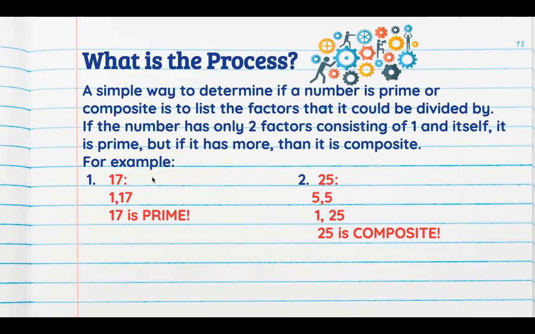For example, let's look at the number 17. The factors of 17 are 1 and 17. There aren't any more factors of 17, right? Well, that means 17 is prime then.